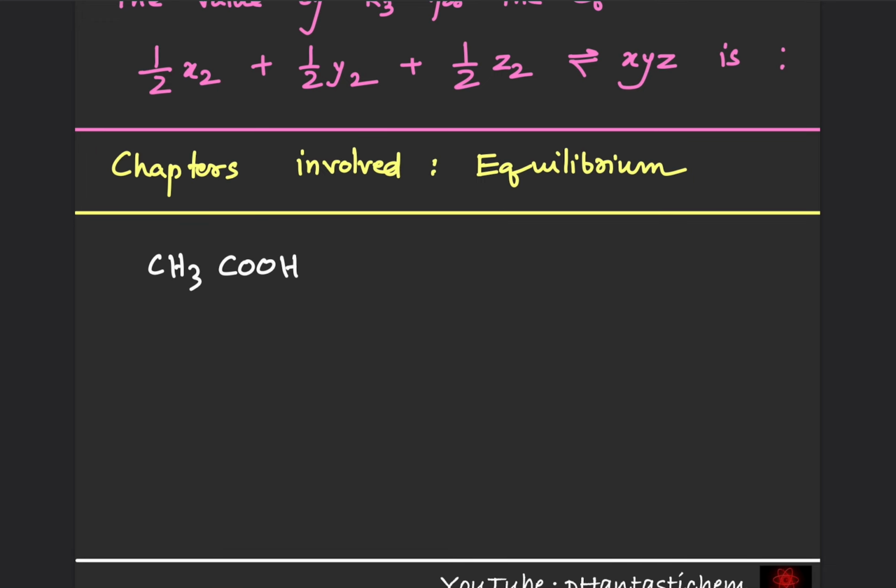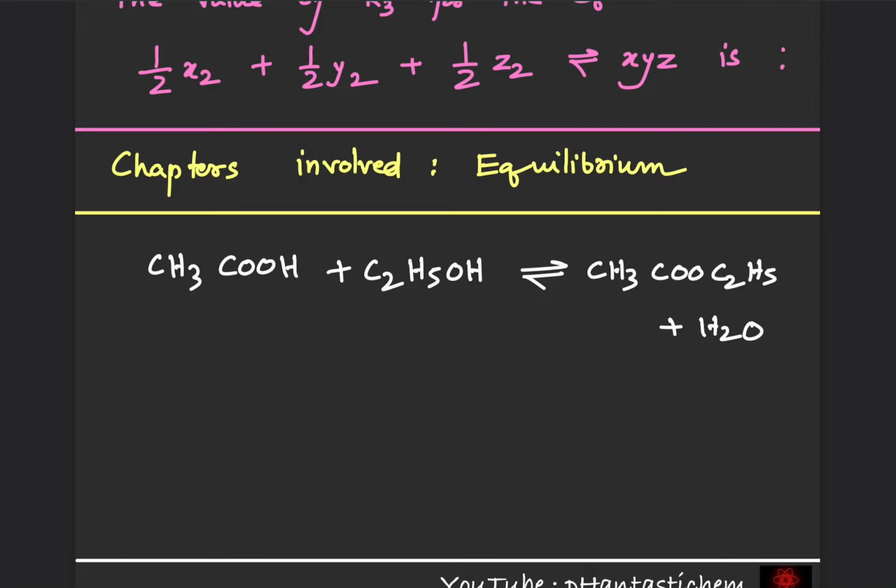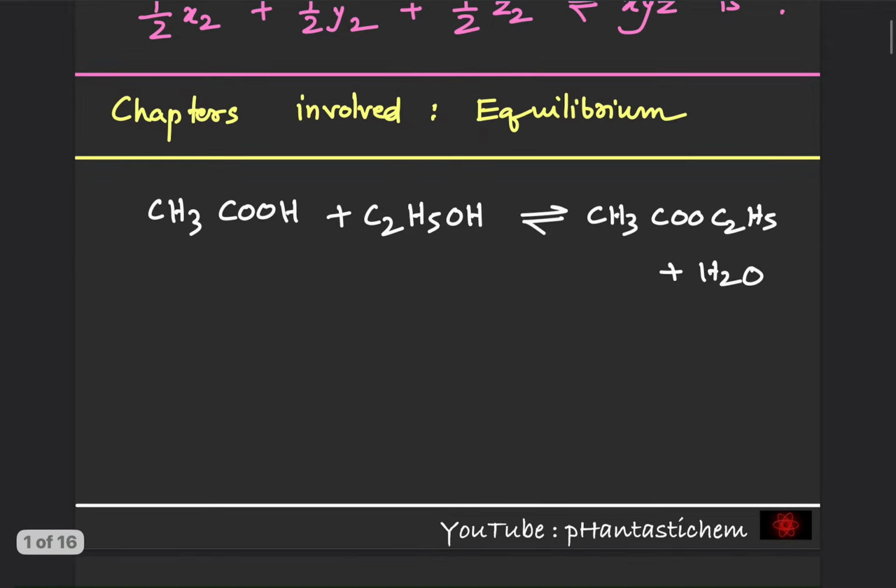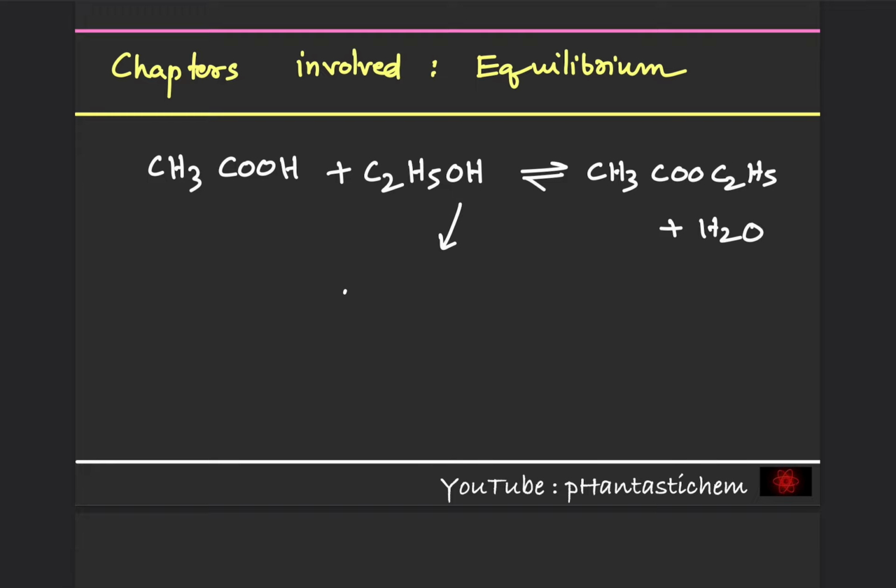CH3COOH plus C2H5OH. So you can see the starting compounds are a carboxylic acid and an alcohol, so obviously it is esterification. So we will get CH3COOC2H5 plus H2O, right? So let's say this is a general reaction that we have taken, and let us say that the equilibrium constant for this reaction is 4 at 25 degrees Celsius. I have mentioned temperature because equilibrium constant is temperature sensitive.